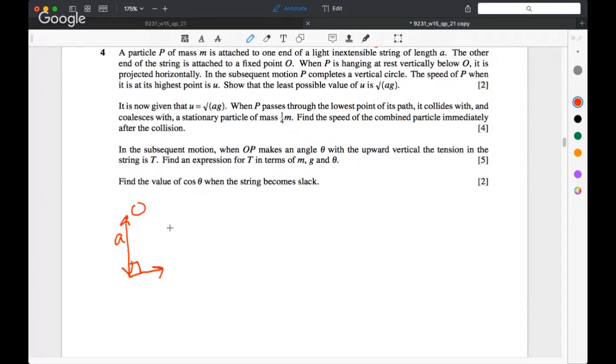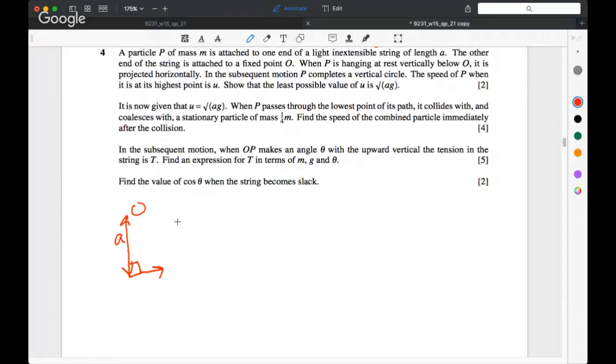And it completes a vertical circle. Okay, so we know it goes all the way around in a perfect circle. This string is inextensible, so that all checks out. If it was extensible, then when it went round, the string would be longer here and shorter here, and it could never go in a circle. Okay, so that's all the inextensible bit means.